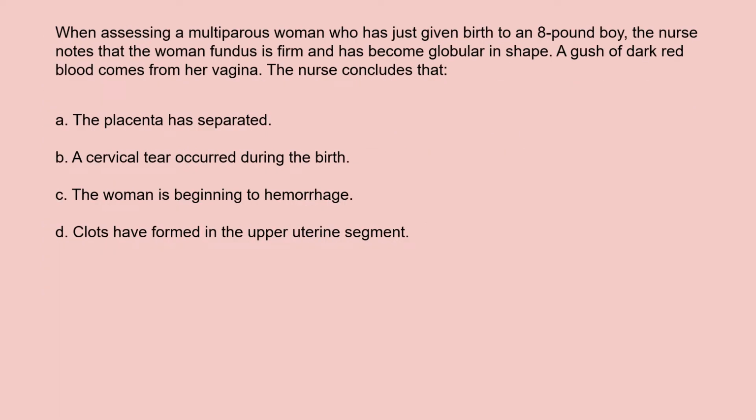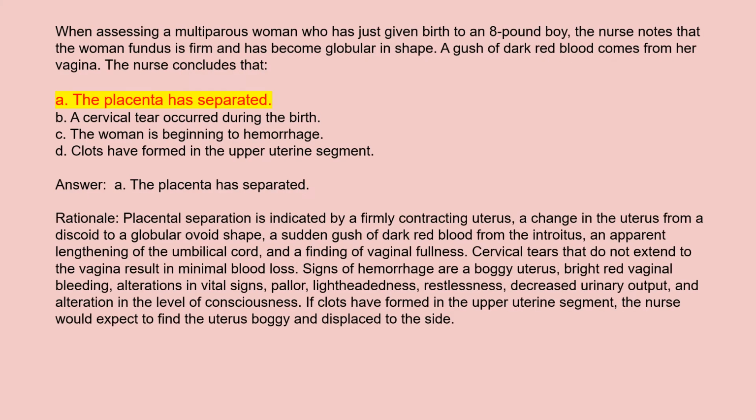When assessing a multiparous woman who has just given birth to an 8-pound boy, the nurse notes that the woman's fundus is firm and has become globular in shape. A gush of dark red blood comes from her vagina. The nurse concludes that A. The placenta has separated. B. A cervical tear occurred during the birth. C. The woman is beginning to hemorrhage. D. Clots have formed in the upper uterine segment. Answer. A. The placenta has separated.